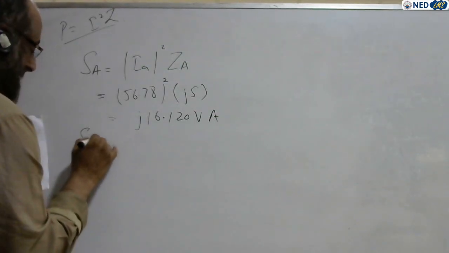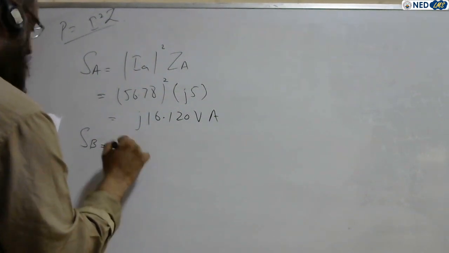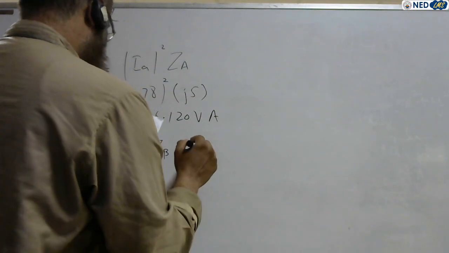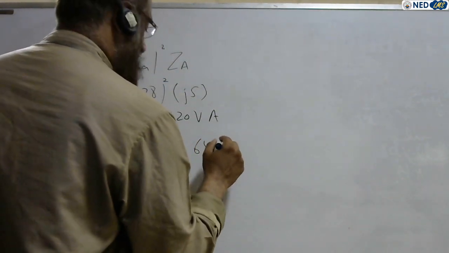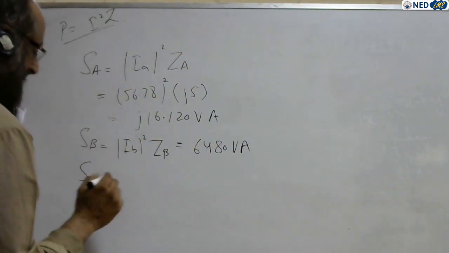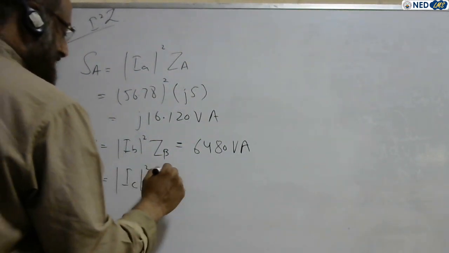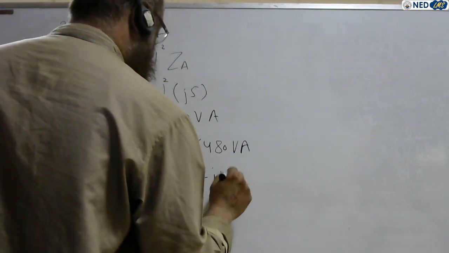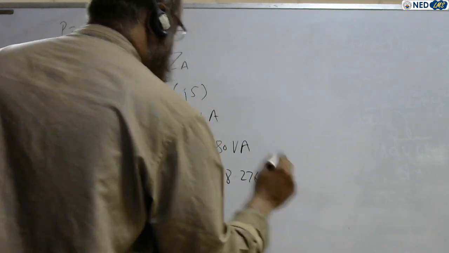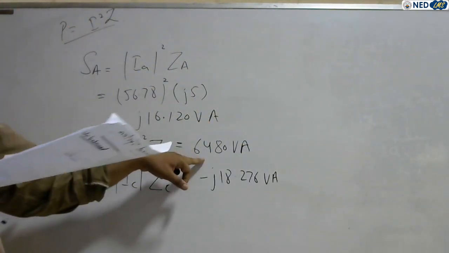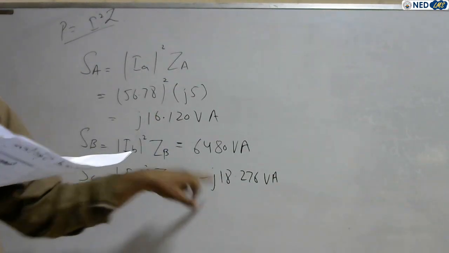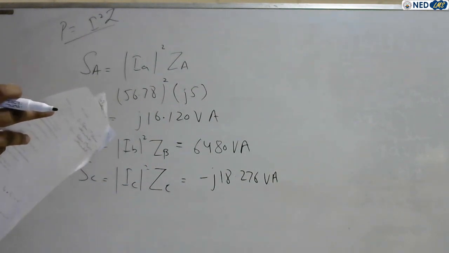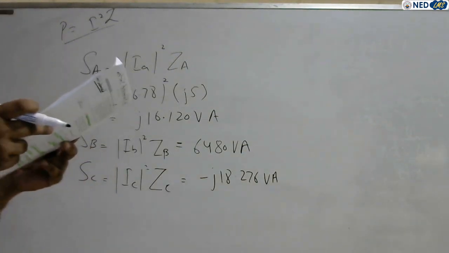For phase B, similarly, phase B current square times phase B impedance. Here I am writing the answer, since you know the values. So this comes out to be 6480 volts ampere. Similarly, complex power absorbed by load C is the current square times the respective impedance. So it becomes minus J18,276 volt ampere. If you noticed, phase B was resistive. Phase A was inductive, so plus J. Phase C was capacitive, so minus J, right? So minus J shows you capacitive, right?